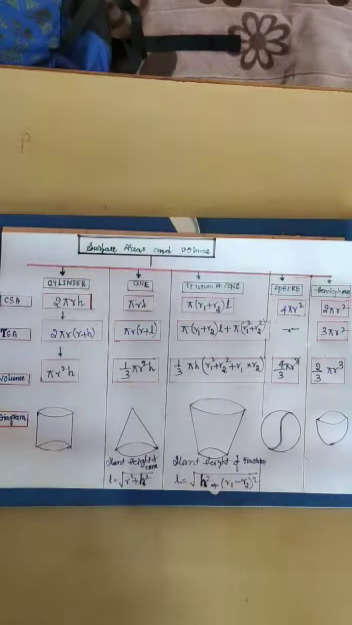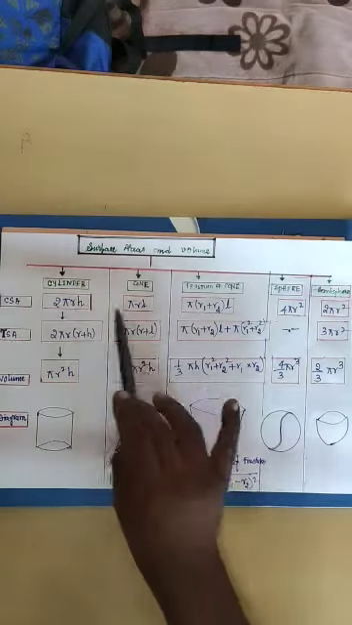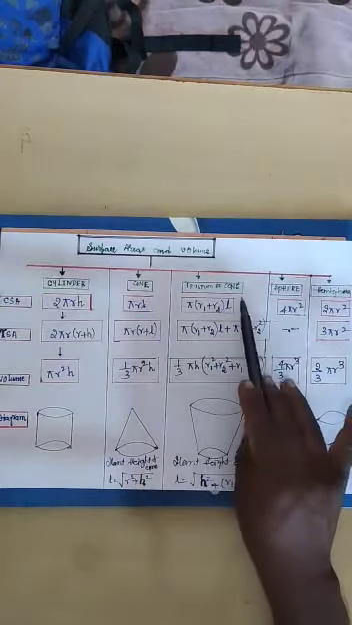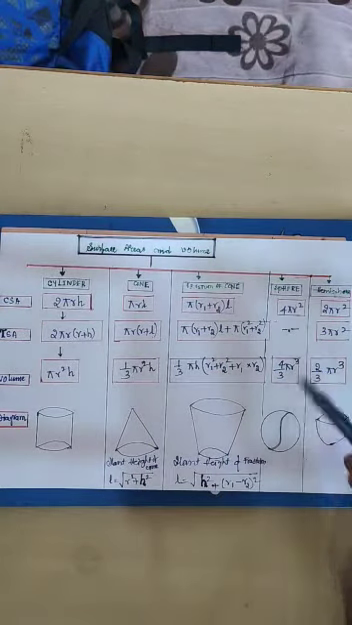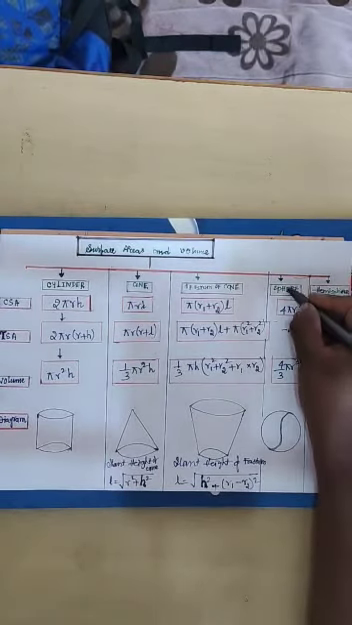In the previous class, we were discussing statistics, right? Today I am going to take you to a new chapter, that is surface areas and volumes. Under surface areas and volumes, we have five different solid figures. The first is the cylinder, then cone, frustum of cone, sphere, and hemisphere.